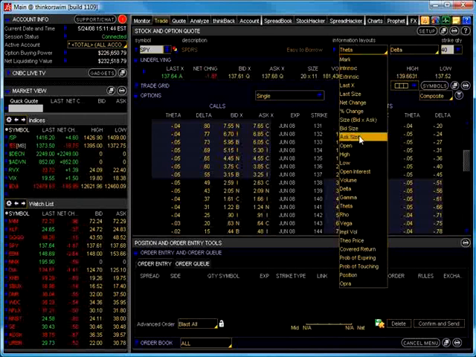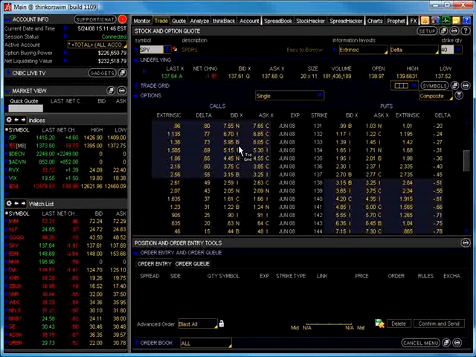Right now, what we want to do is take a look at the extrinsic value. This is the actual amount of time value left in these options. We're going to do a very simple calendar. Remember, all the positions that we put on are based around the basic concept of vertical spreads. The vertical spread I showed you already: you're buying one option, you're selling another.